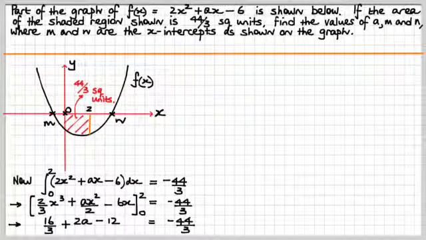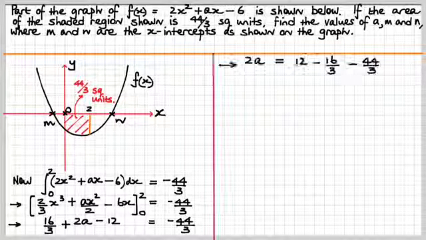Now, evaluating that thing here with a 2 would get us 8 times 2 is 16 over 3 plus 4a over 2, which is 2a, minus 12, that's right, and then of course the whole thing is 0 if x is 0, so we don't need to worry about that lower terminal evaluation for this definite integral, and that whole thing equals minus 44 over 3. This is looking swimmingly good because we can work out a very easily from this, I'm sure.